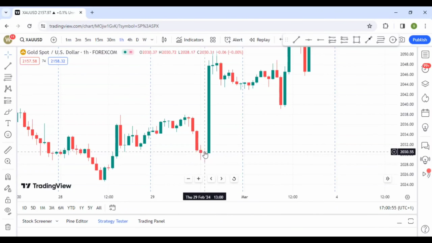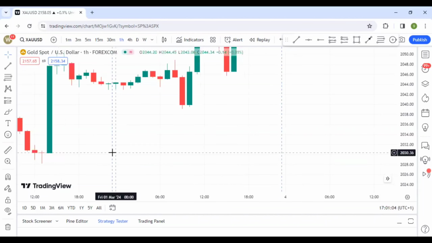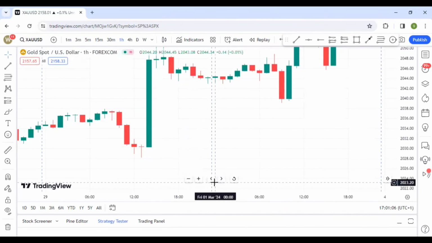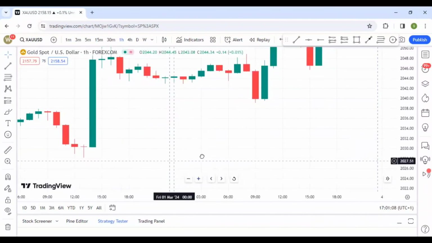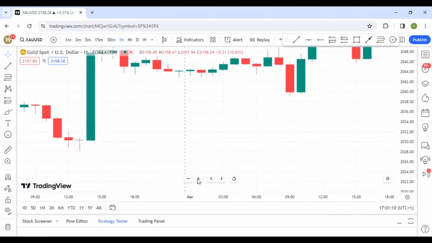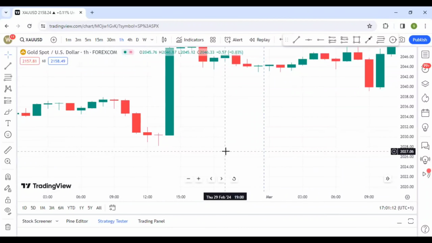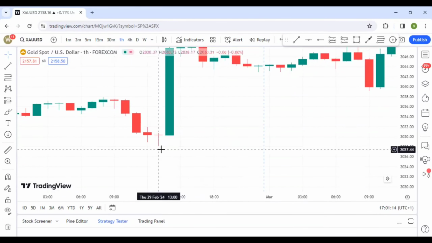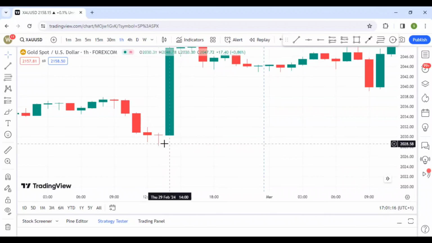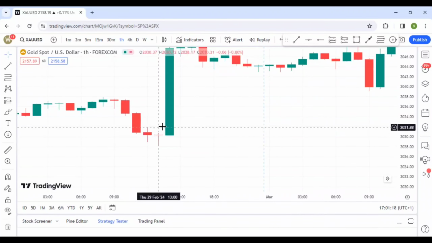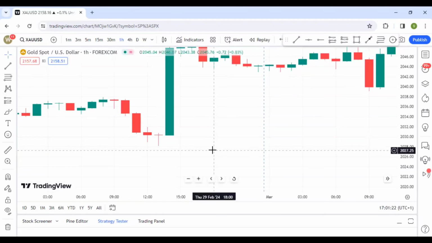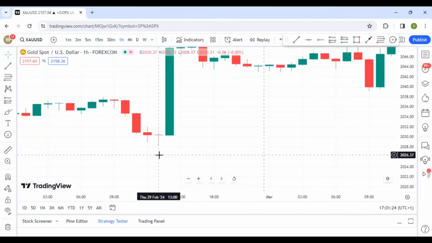This is the high. This is the low. Let's see if we can zoom it a little bit. Yeah, perfect. I think it's okay like this. Now, this is the low, and this is the high. The low and the high.